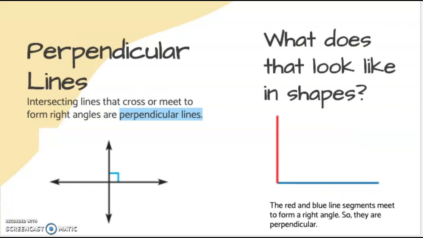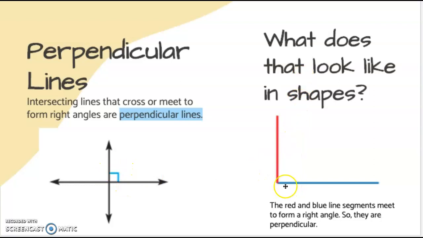Another type is a perpendicular line. Intersecting lines that cross or meet to form right angles are perpendicular. Remember, with perpendicular lines, usually you see this little box. It has a straight line going down and a straight line going out. This is your L that we've talked about multiple times now. And this is going to form your right angle.